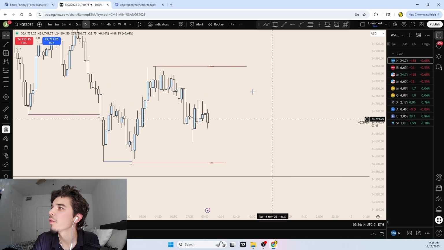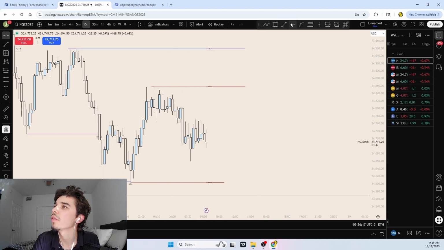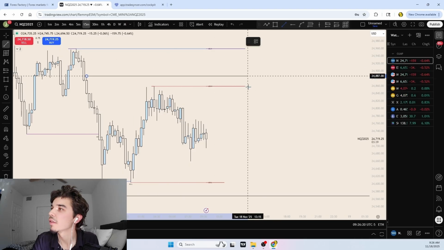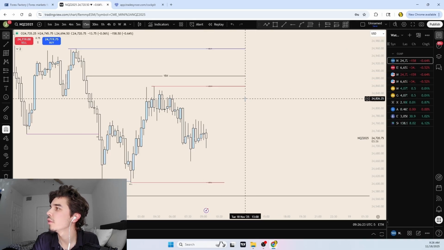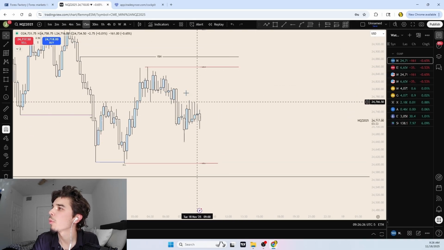We are accumulating right now, though, so I would want to see Asia get taken out or London get taken out, and then we can see just a continuation on the higher time frame from there. We do have this 15-minute. We are rejecting this 15-minute. I'm not worried, but we have all these stacked highs.